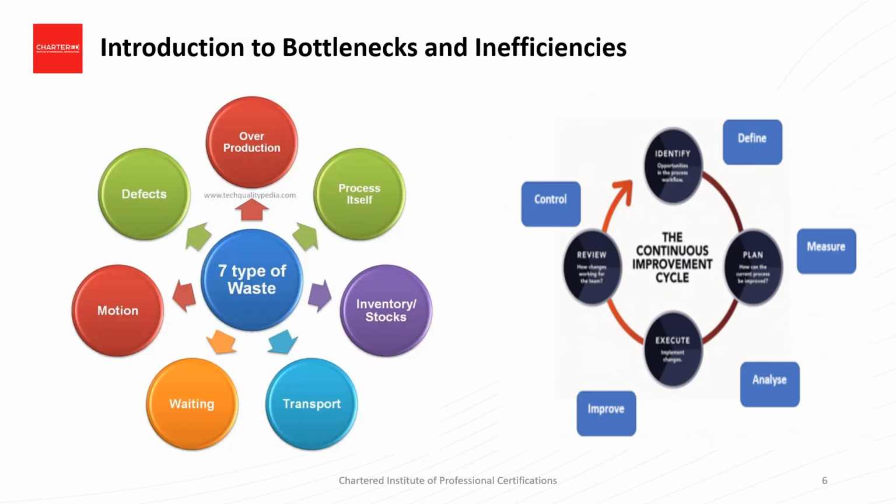To optimize supply chain performance, it is important to identify and address bottlenecks and inefficiencies. This can be done through continuous improvement initiatives, process optimization, technology adoption, and collaboration with supply chain partners. By eliminating or mitigating bottlenecks and inefficiencies, companies can enhance operational efficiency, reduce costs, improve customer satisfaction, and gain a competitive edge in the market.